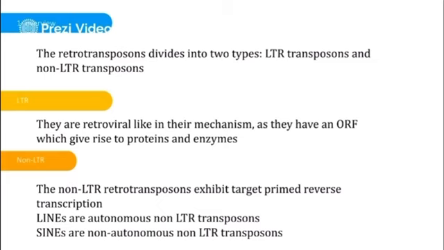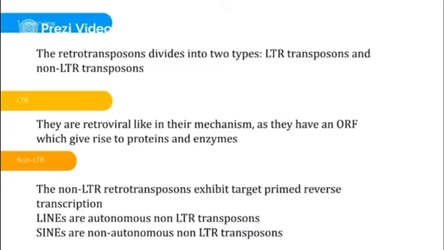LTR retrotransposons can be further subdivided into two subtypes, class 1 and class 2. Both classes of LTR retrotransposon use a copy and paste mechanism of transposition, where a copy of the element is made and then inserted into a new location in the genome.